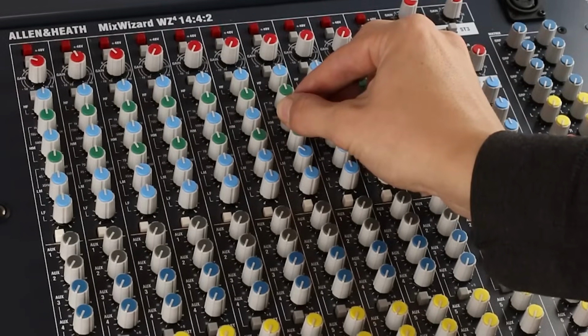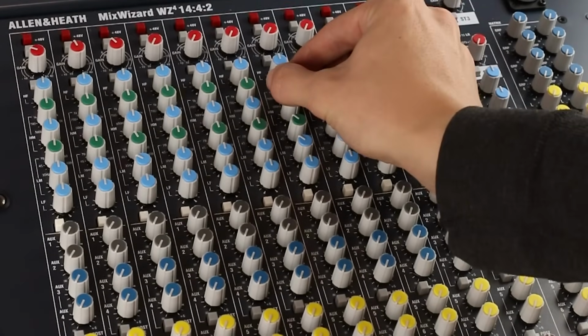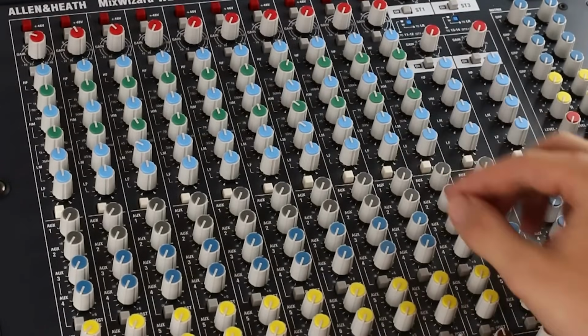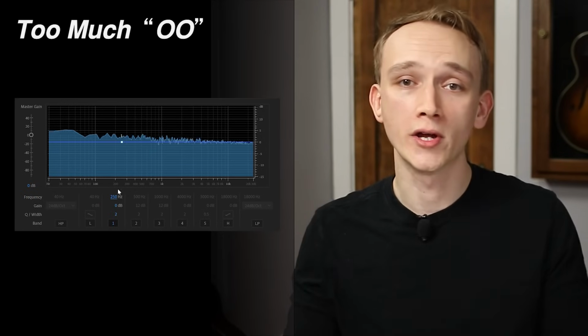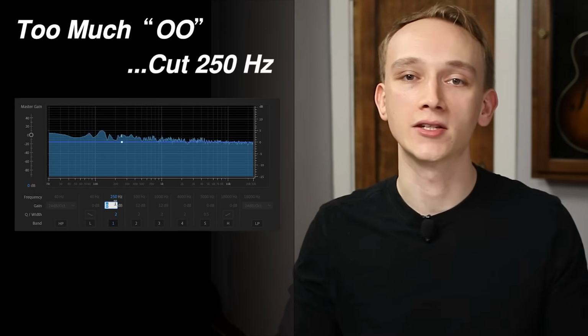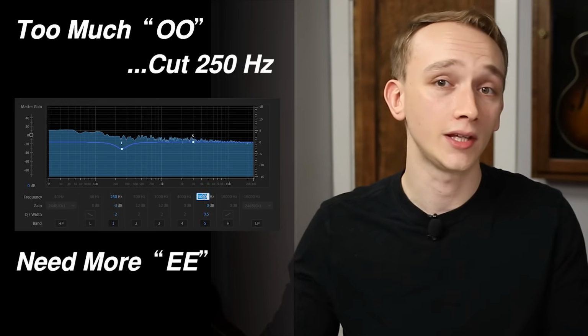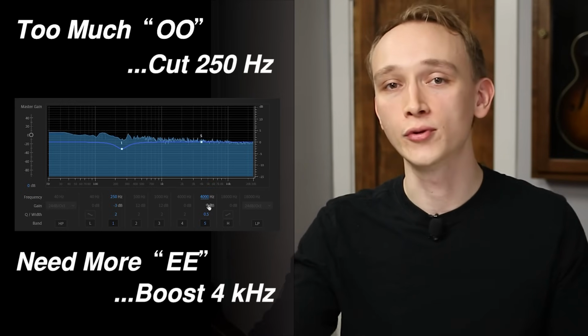The equalizer speaks in objective terms. You need to tell it which frequency you'd like to boost or cut, and by how many decibels you'd like to boost or cut it. If you hear too much ooh, then you know you might need to cut 250 Hertz. If you could use a little more E, then you might find yourself boosting 4 kilohertz.